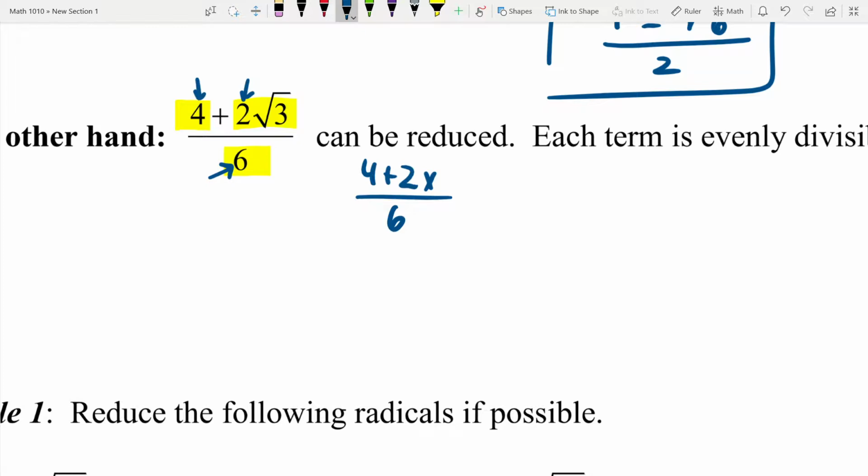Don't try to pull things in. Don't try to pull things out. It's simplified all the way. Just think of it as a variable, okay? Can I reduce that? Is there a number that goes into 4 and 2 and 6, all of them? Tell me. Talk to me, guys.